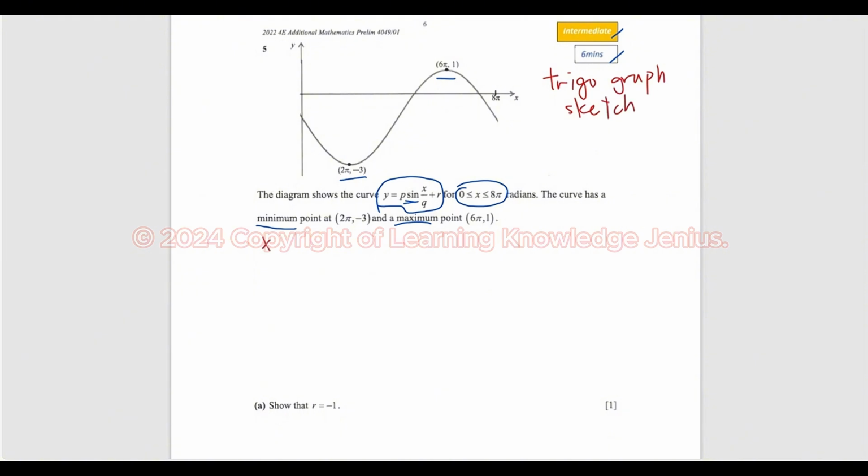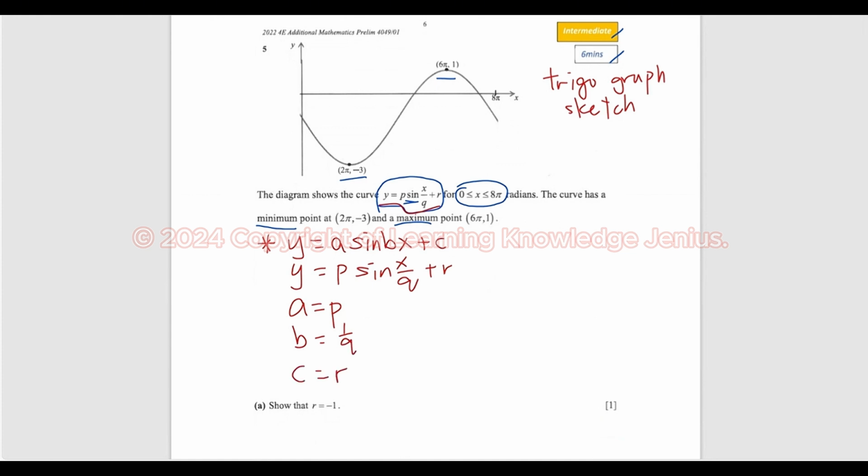In the textbook, we are more used to the form y equals a sine bx plus c. But in this question, we are given a different form, so we will match it. Let me copy it. It means that in this question, a is equal to p, b is equal to 1 over q, and c is equal to r.